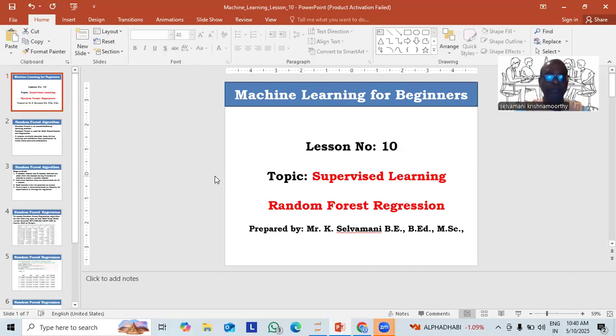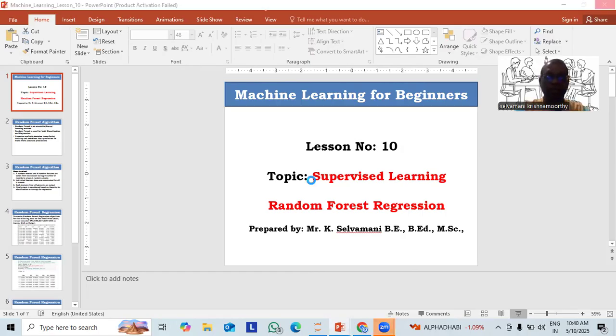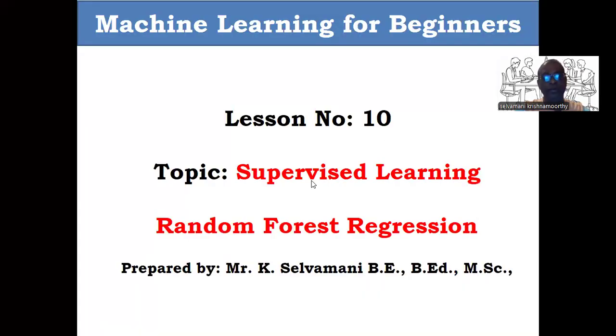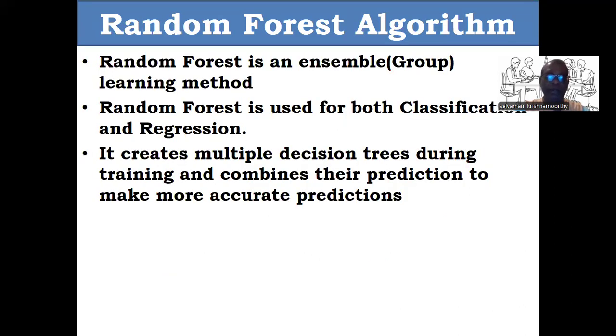See, as I said, this is machine learning lesson number 10. The topic is supervised learning, random forest regression. In the previous lesson, we studied random forest classification. For your information, let us recap something about the random forest model. Then we can see how the regression model differs from random forest classification. Then we will see how the random forest regression algorithm works.